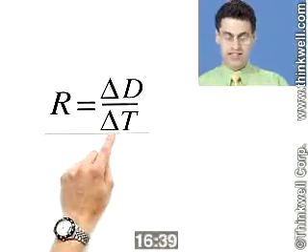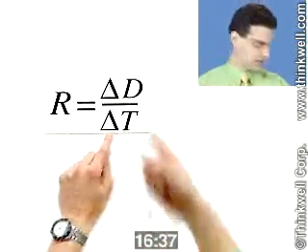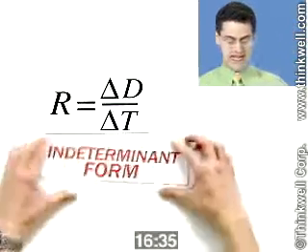Armed with the idea of a limit, what can we do? Well, now we can return to the question and figure out, let's take the limit as delta t goes to 0. What do we get? We get 0 over 0. That is called an indeterminate form when you get 0 over 0. So what do you do? You've got to do some algebraic gymnastics.